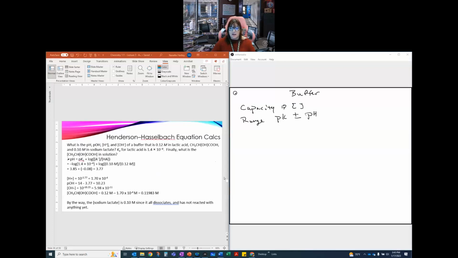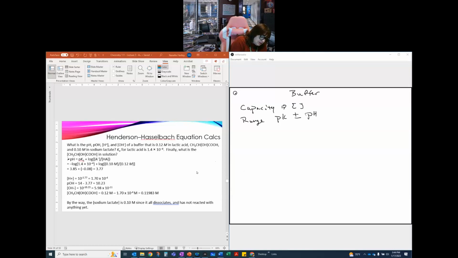Now, can we do calculations with this? Absolutely. We can do what's the pH, pOH, H plus, and OH minus of a buffer that is 0.12 molar in lactic acid, which has the formula CH3CHOHCOOH, and 0.1 molar in sodium lactate. Ka for lactic acid is 1.4 times 10 to the minus fourth. Finally, what is the CH3CHOHCOOH concentration in solution?